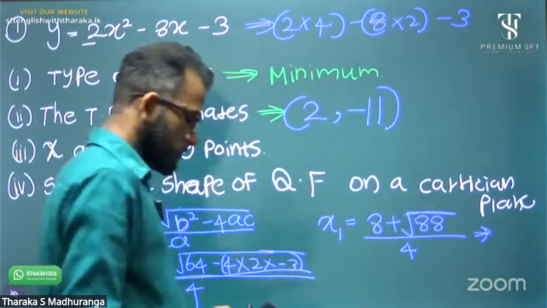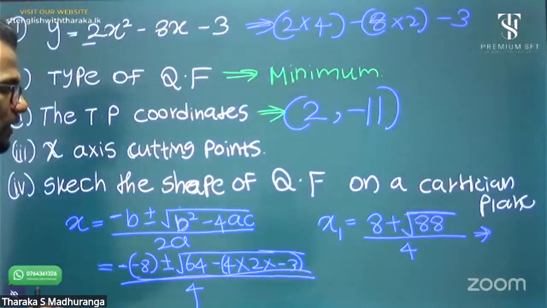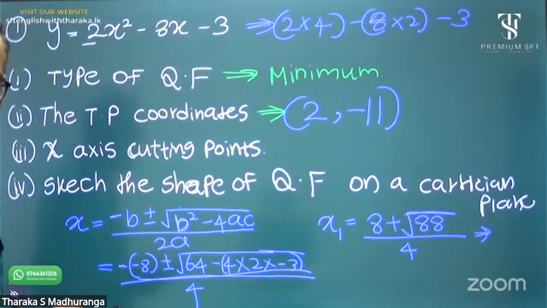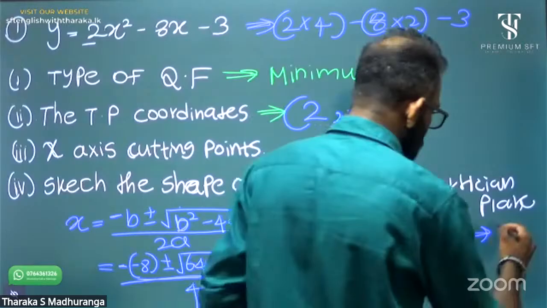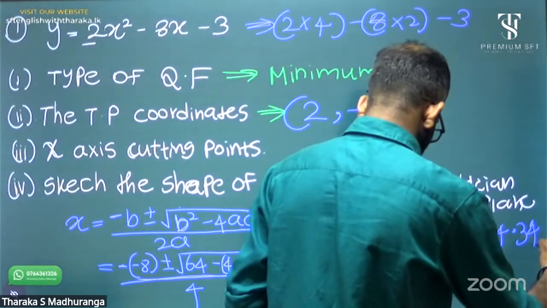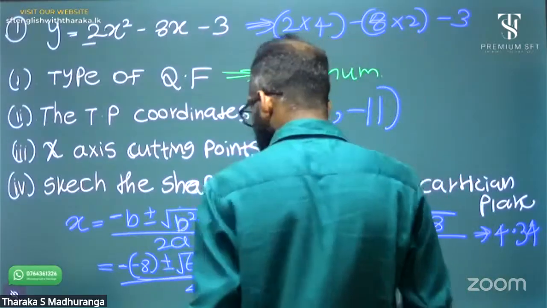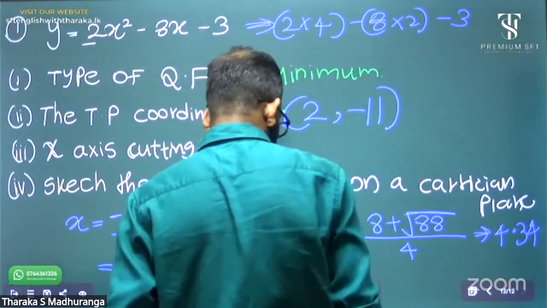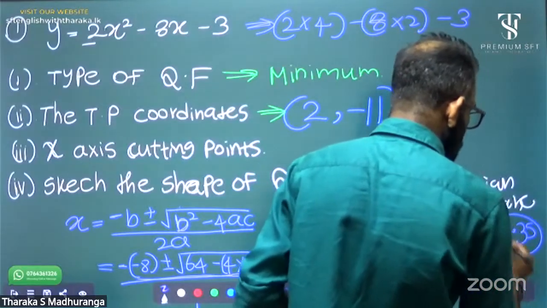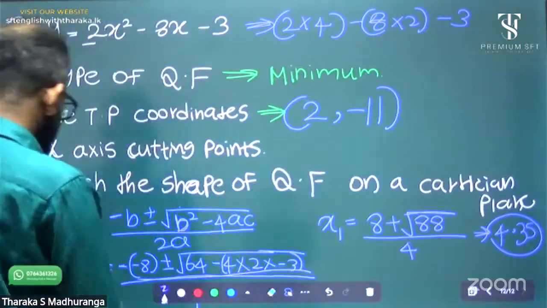What is the value? 8 plus square root 88, divided by 4. What's the value? 4.34, approximately 4.35. 4.35 is the first value, first x-axis cutting point.